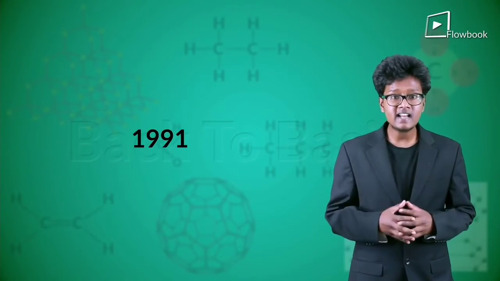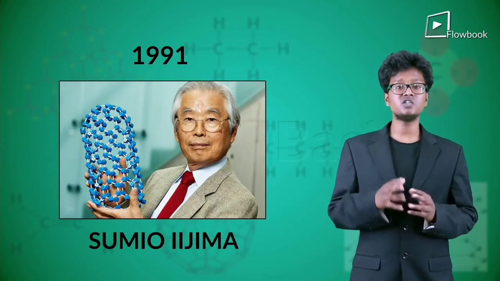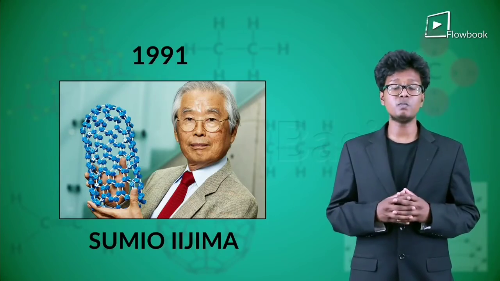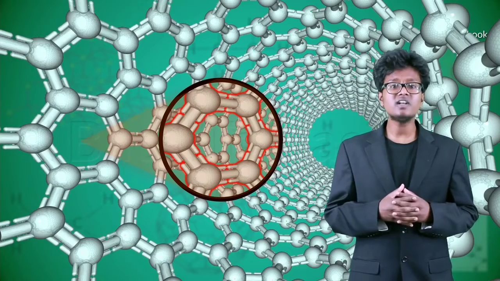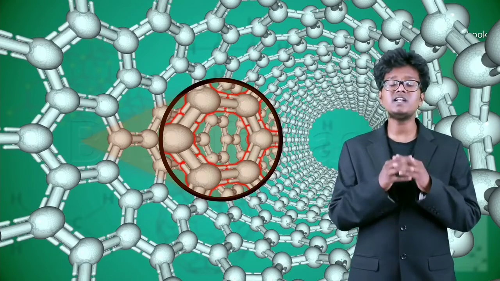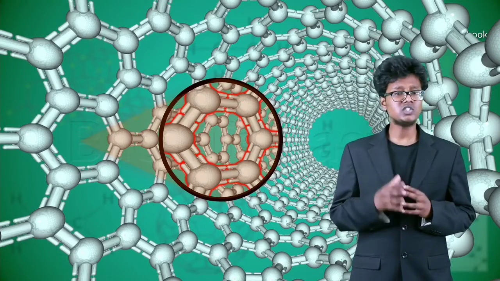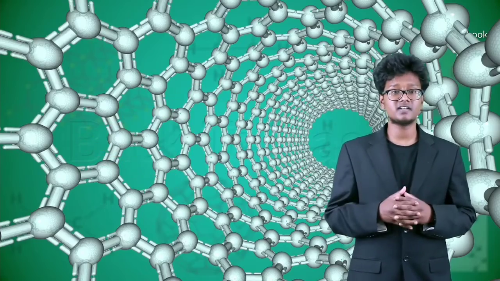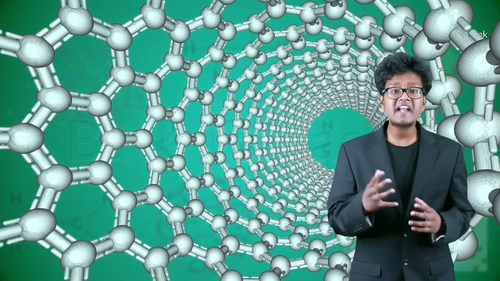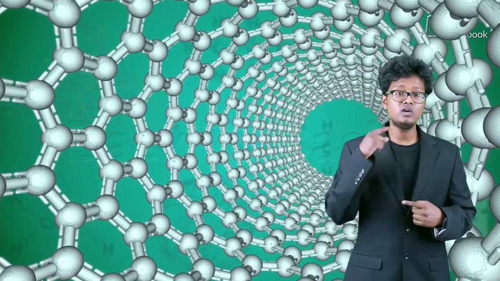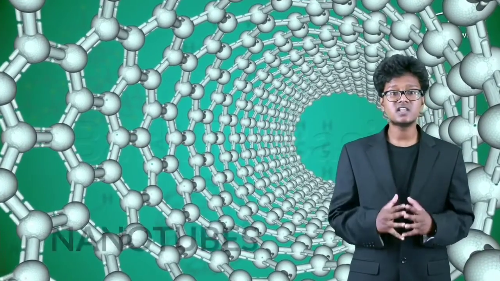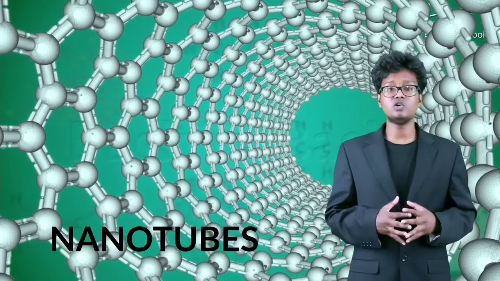In the year 1991, Japanese physicist Sumio Iijima discovered these molecules. Now, these molecules contain hexagonal arrays that are made up of covalently bonded carbon atoms, just like the sheets of graphite. But unlike the flat sheets in graphite, the sheets in a nanotube are rolled into a cylindrical form, and thus they are called nanotubes.